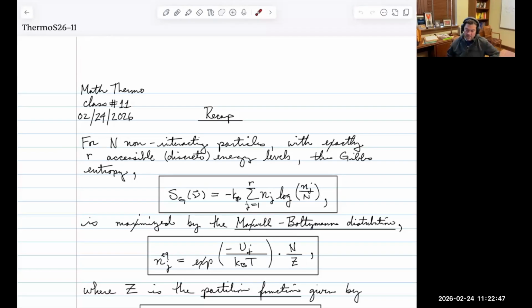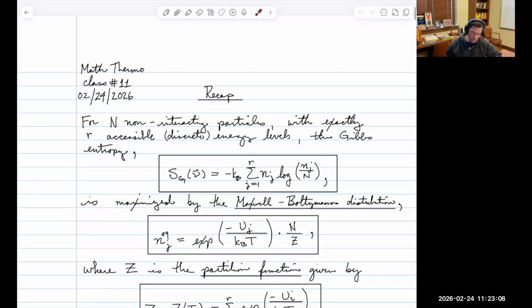We've been talking about statistical mechanics in classes 9 and 10. I'll do a short little recap here, and then we're going to switch to a slightly different lane where we talk about problems where the energy levels are continuous.